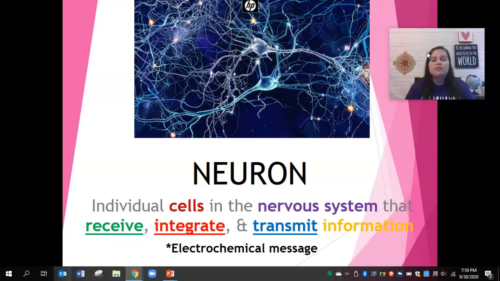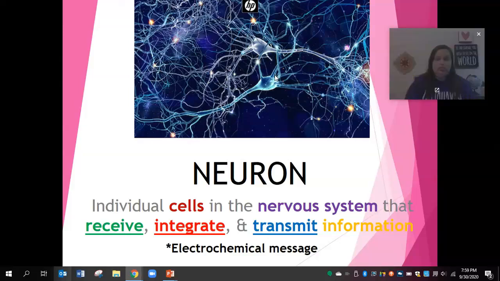We say that neurons have an electrochemical message because they're going to have a neural impulse, which is what you see in the pictures here, these little flashes of light. That's a neural impulse. But then they also release chemicals from one neuron to the other, and those come in the form of neurotransmitters. So neurons have an electrochemical message.